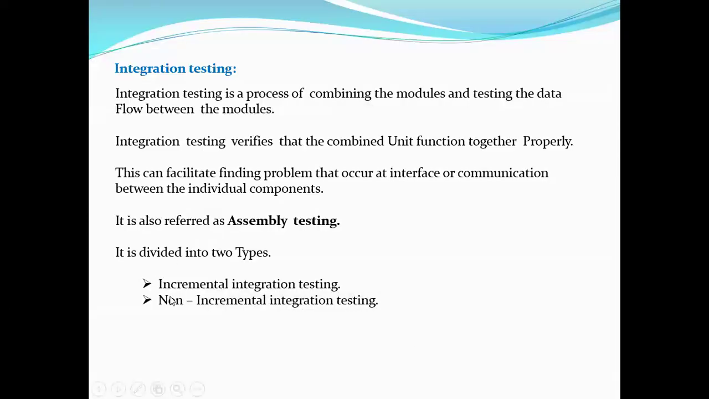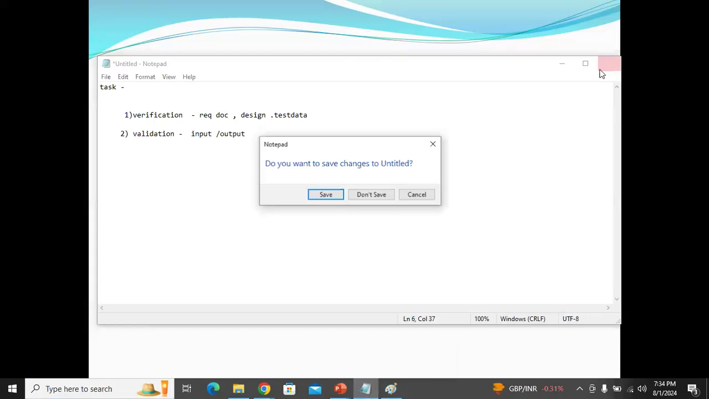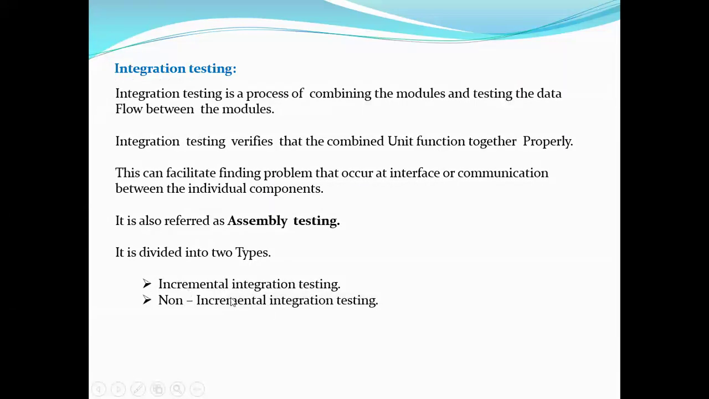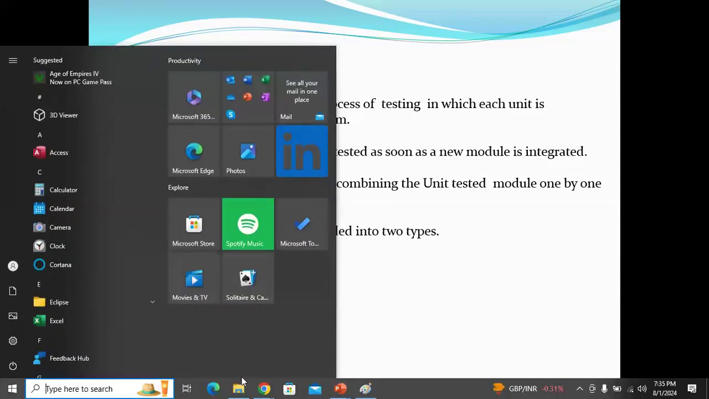Okay, there are again incremental integration and non-incremental integration. It's very easy one. See, incremental integration testing. So incremental integration testing means what? They're adding one module at a time. That kind of thing we can call it as what? Incremental integration testing. See, incremental integration testing is a process of testing in which each unit is integrated one at a time into the system.